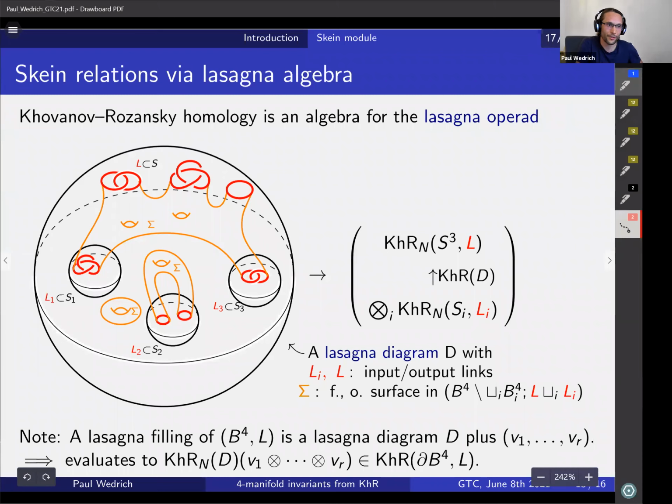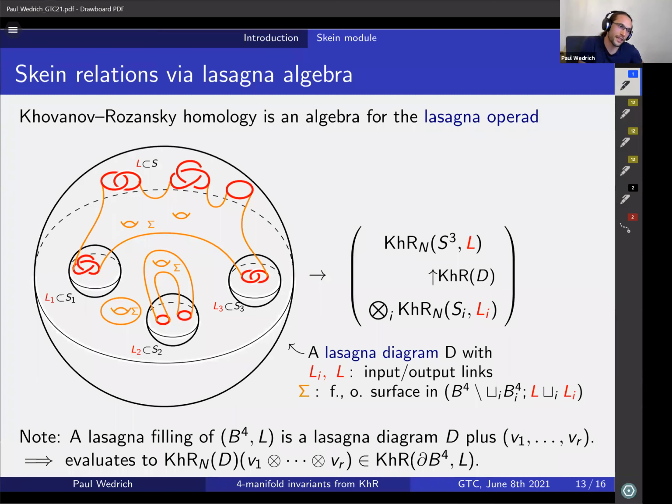I think I have enough time to sketch how one proves something like this. Basically, for every such diagram, I have to create a linear map. Let's first consider the case where I have a single ball on the inside drilled out. In that case, the complement will be diffeomorphic to S3 times an interval. And I have a surface sigma in S3 times interval connecting two links, and I have to find a linear map associated to this. But that's exactly what a link homology does, right? It's functorial on link cobordisms.